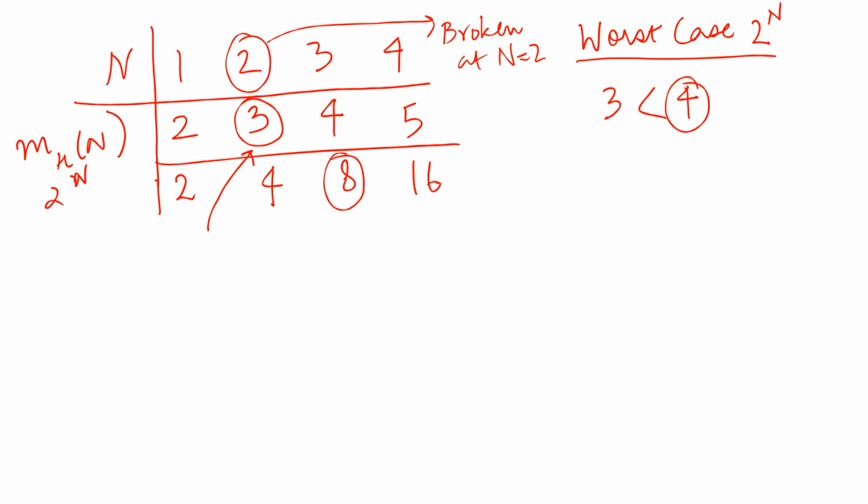This is what it tells us, right? There is no need to go beyond that because it breaks at that point, and it's less than the 2 to the n that we were sort of thinking that we need to implement.